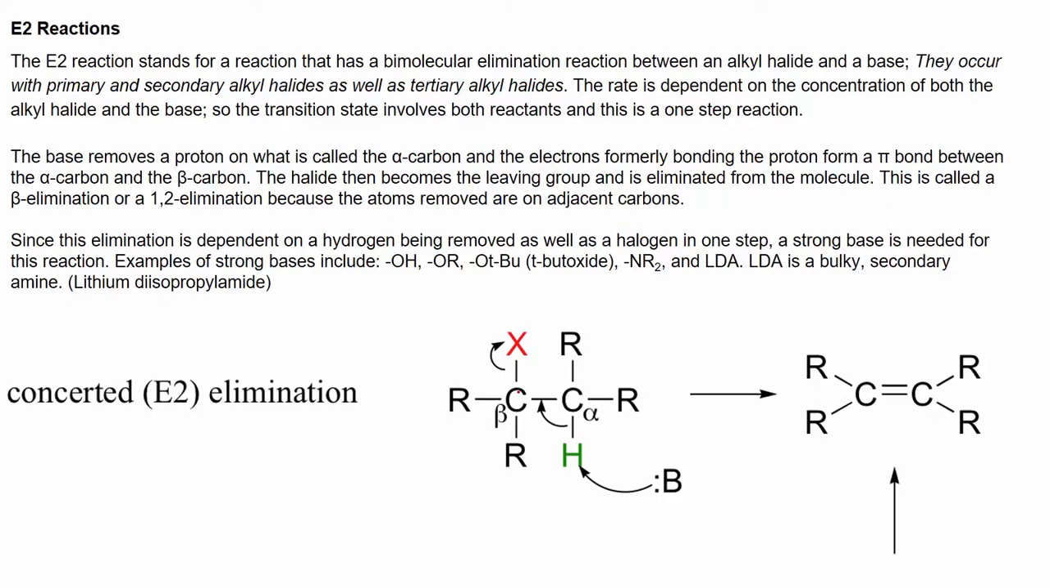E2 reactions are going to happen with our primary, secondary, and tertiary alkyl halides. Now we'll talk about, because these are what we reacted with substitution as well. In the next video, we'll talk about when things act as bases and when they act as nucleophiles. The rate, as I mentioned, will be dependent on the concentration of both the alkyl halide and the base. And the base is going to remove a proton. So we're looking at that alpha and that beta carbon.